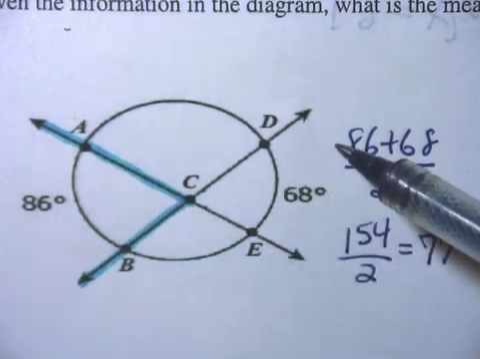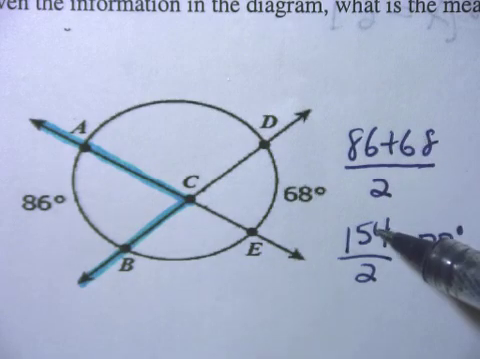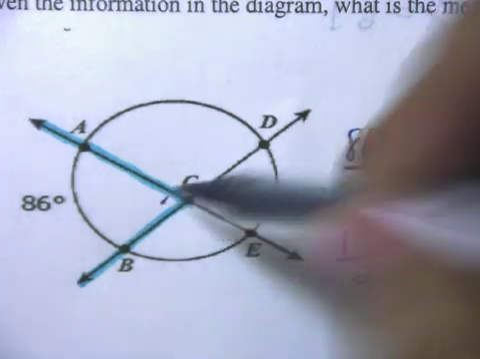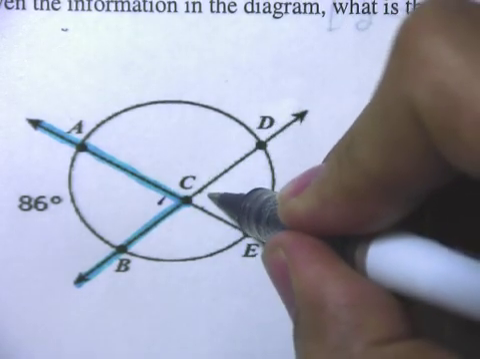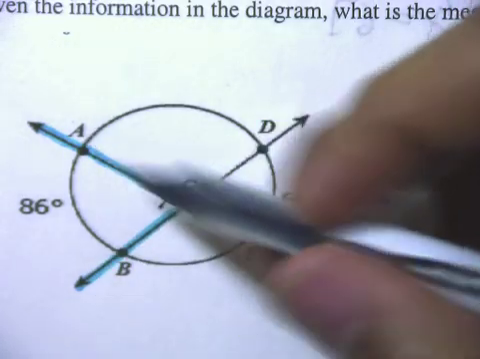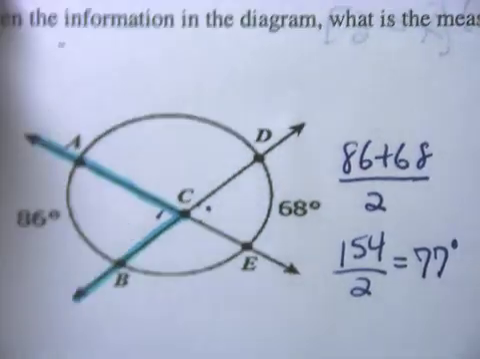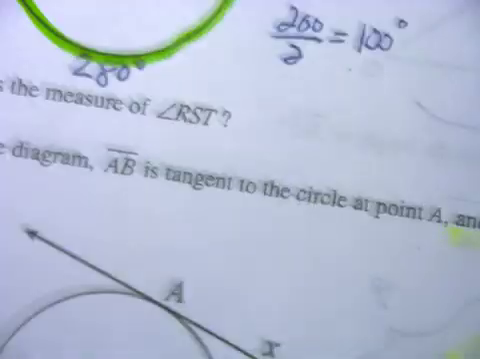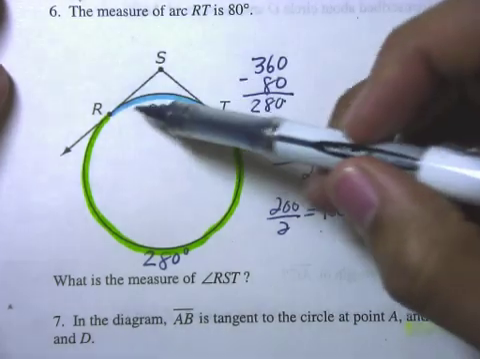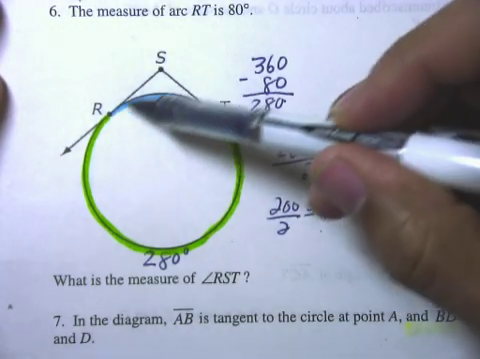Number 5. They want to know what is the measure of angle ACB. Well, I got two arcs here across from it. So I know if I add them and divide by 2, I'll get that angle. 86 plus 68 is 154. Divided by 2 is 77. So this angle here is 77 degrees. And this one here is also 77 degrees because they're vertical angles. Although they just wanted this one, I just want to point that out.